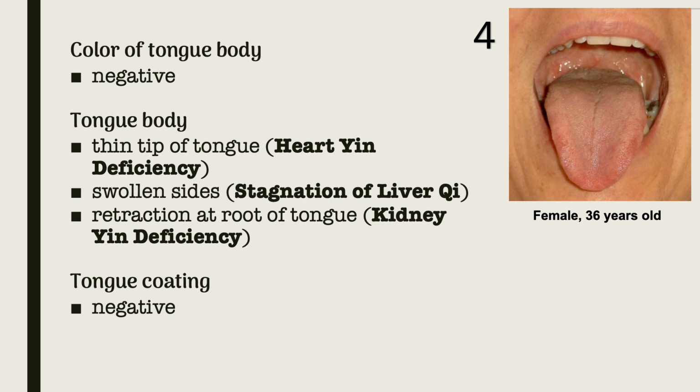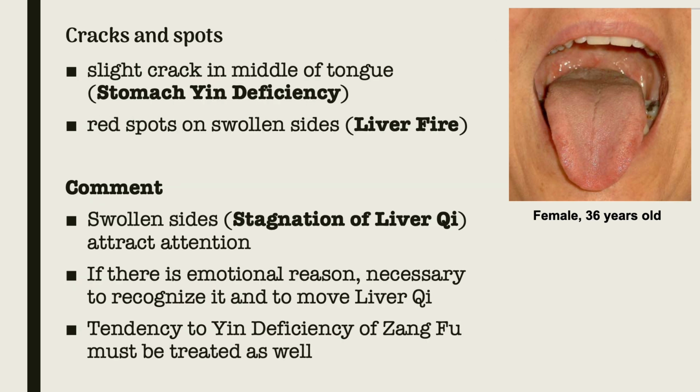Tongue coating is thin and white, so it's negative. Notice the slight crack in the middle of the tongue. This is stomach yin deficiency. And also red spots on the swollen sides. This denotes liver fire.